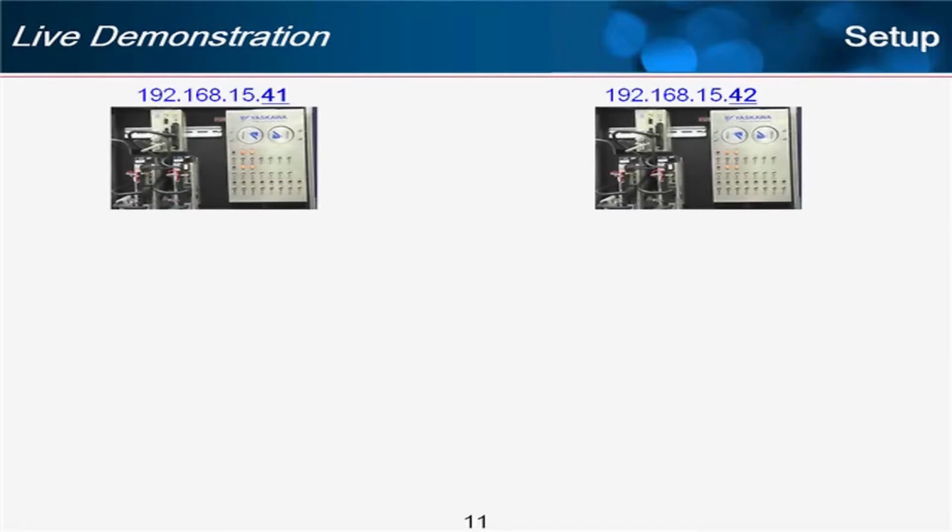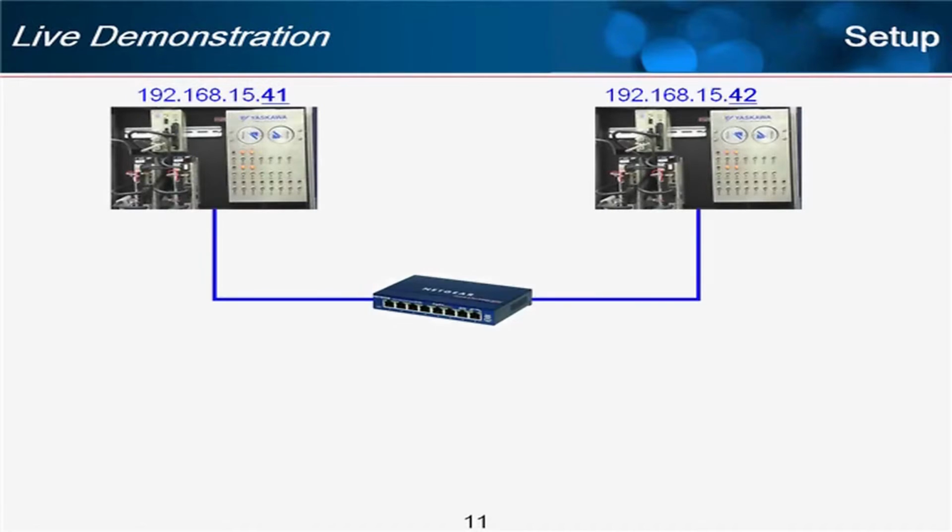So in this setup, I'll be using two controllers, and these controllers are basically just part of our standard demo, and each controller has two servo axes, two amplifiers, two motors, so 4 axes total. And these controllers are part of an Ethernet network using a common Ethernet switch. You can see the IP addresses listed above, .41 and .42.